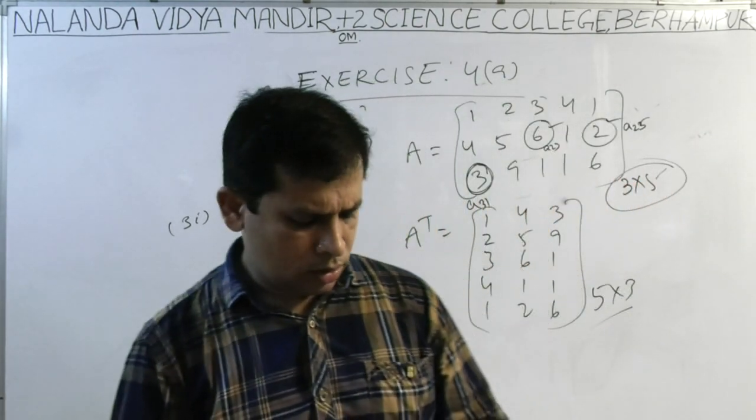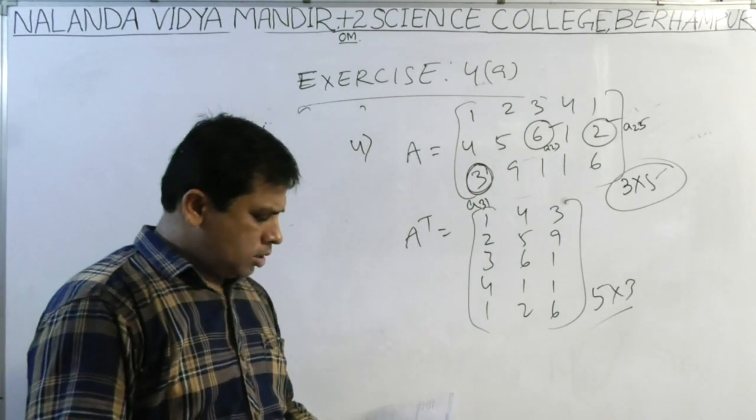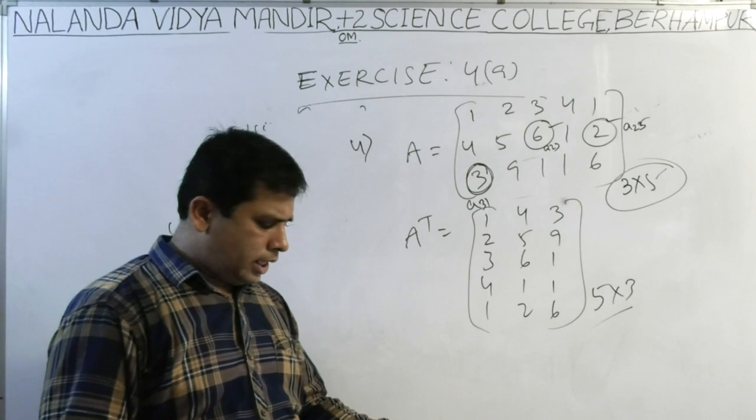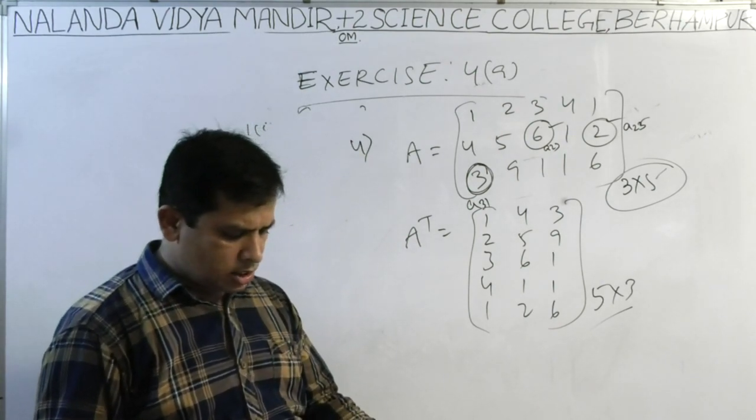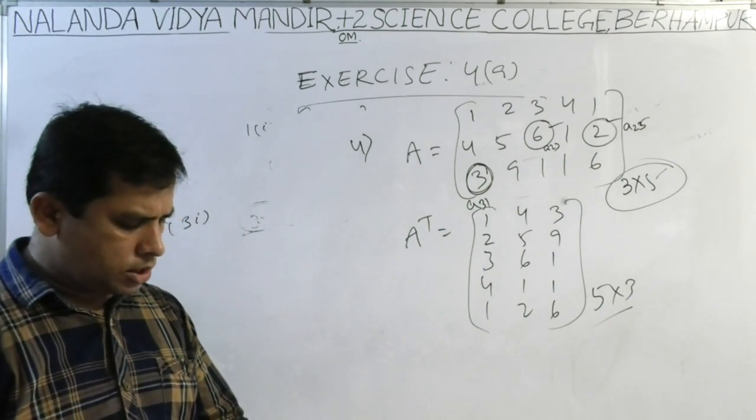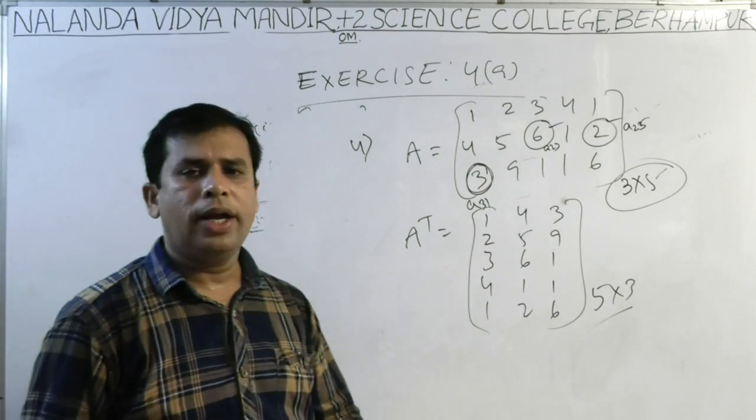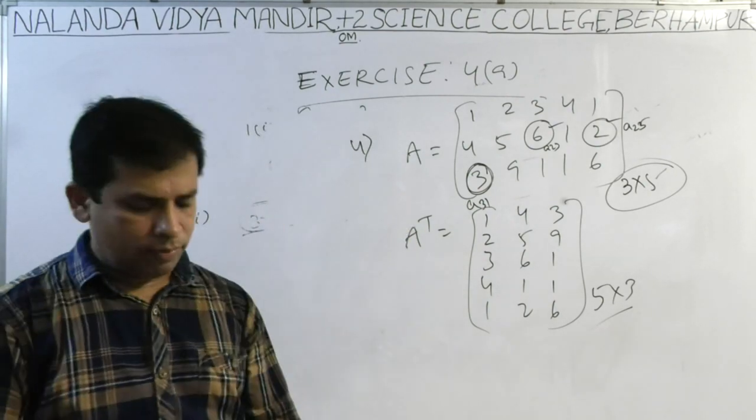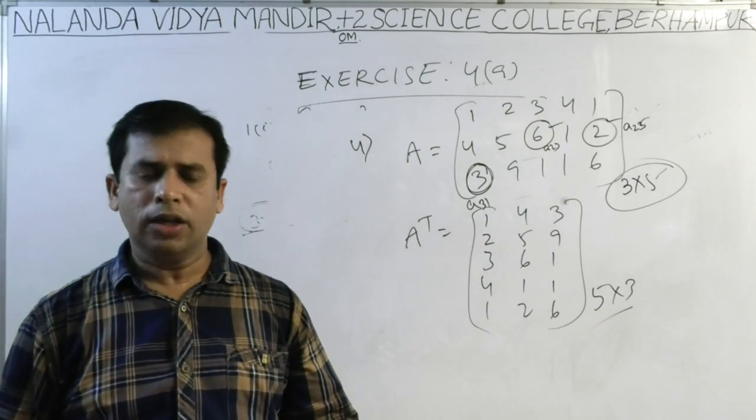Okay. Now, example 5. Matrices A and B are given below. Find A plus B, B plus A, A minus B, B minus A, and verify that A plus B is equal to B plus A and B minus A is equal to minus of A minus B. A and B are the given matrices.